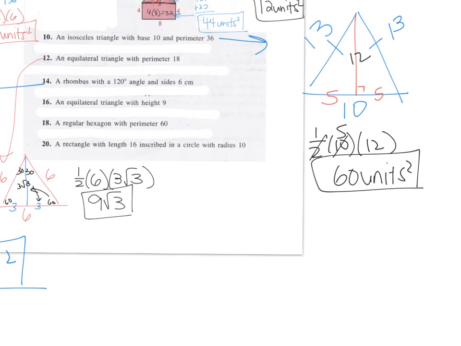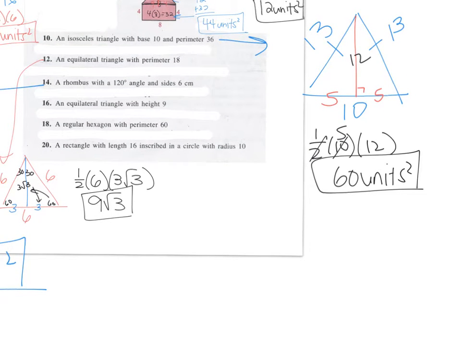Wait, what number was that? That was 10. Okay, 16. Equilateral triangle with height 9. Right, we found it. So the base was 10, sides were 13, cut it in half, it's a 5, a hypotenuse 13, which means the height is 12. Here on this one, right?